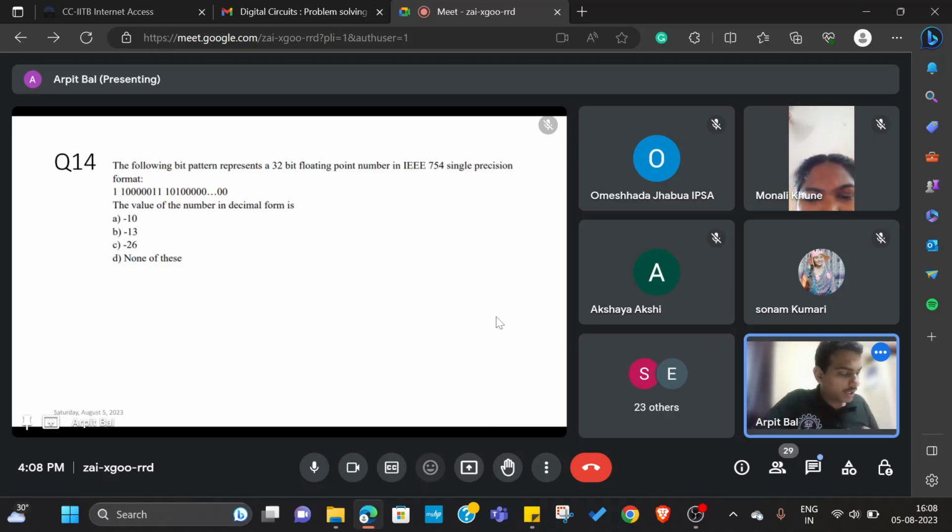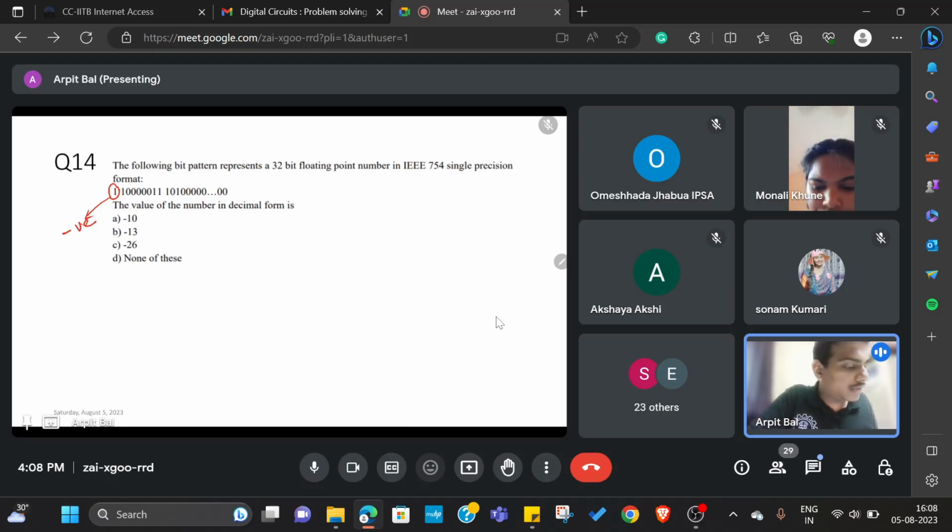Okay, so let us move on to the next question. The next question is again related to IEEE 754 single precision format. This is the floating point representation and we need to find the decimal form of this particular number. The first thing that we see is the sign bit. The sign bit is 1, it means the number is negative.